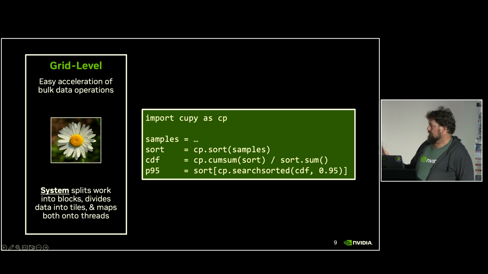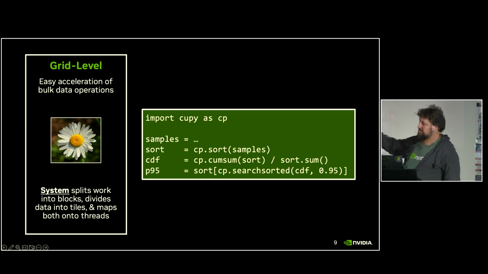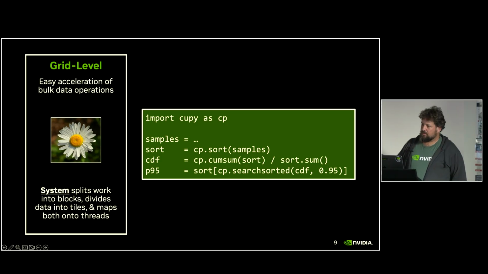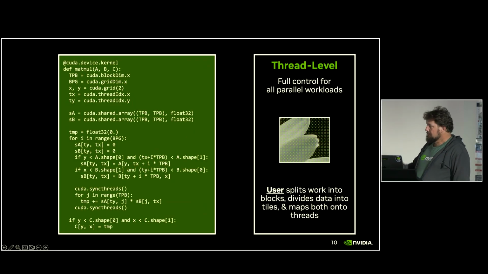First is like a grid level where you take the system that will divide your code into blocks and tiles and map it onto the hardware. So for example, if I take CuPy, which is just a NumPy implementation on a GPU, and I take some samples, I sort them, I do cumulative sum. Underneath this system, CUDA libraries will automatically grid that up and split it up and run it on all those cores. But then there's the thread level where I get to control every single one of those cores.